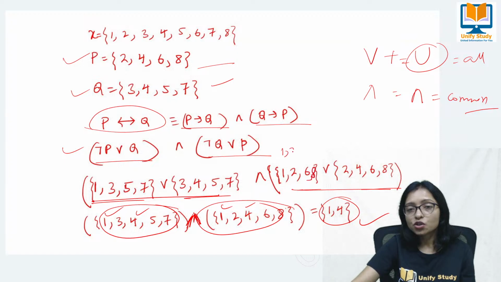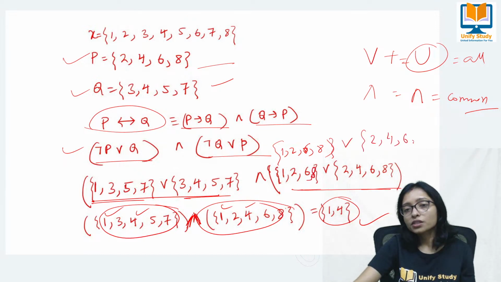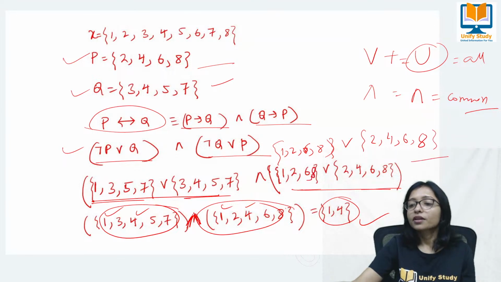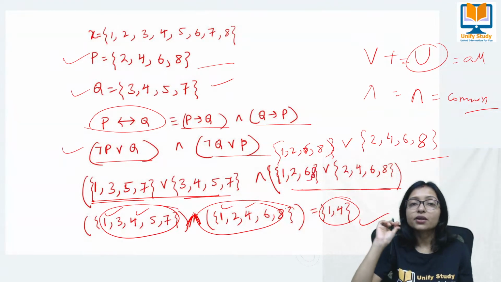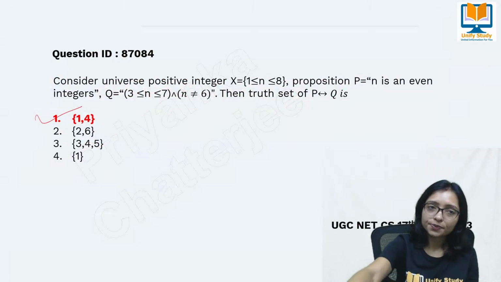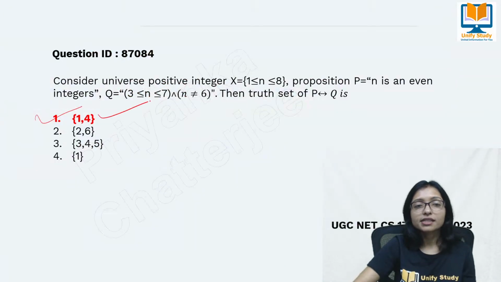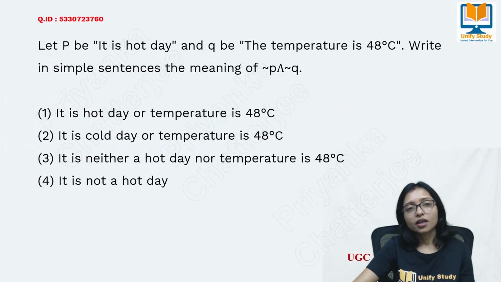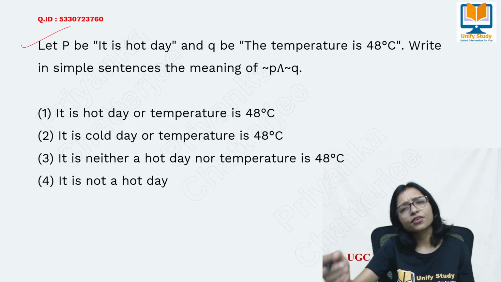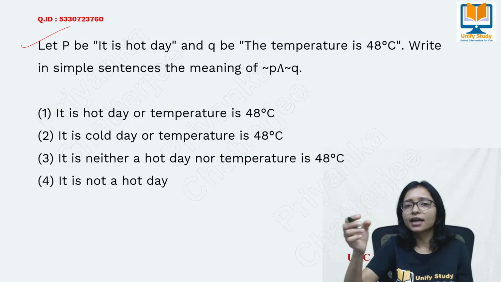So here it is actually 1, 2, 6 and 8. Then the other is 2, 4, 6 and 8. Clear? This is the way you need to solve this type of question. So your answer is 1 and 4. Now see some easy, very simple questions they are asking, like statements.